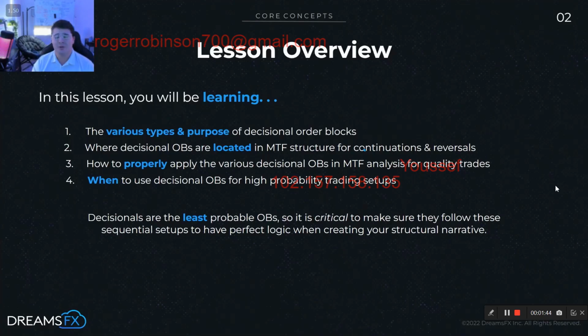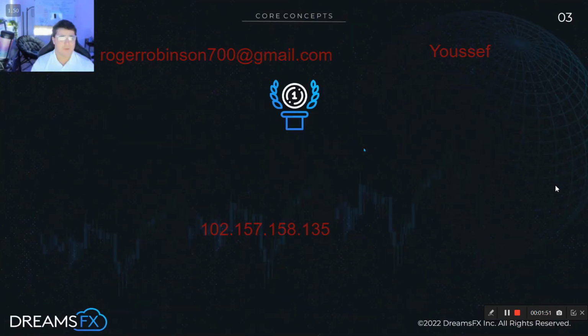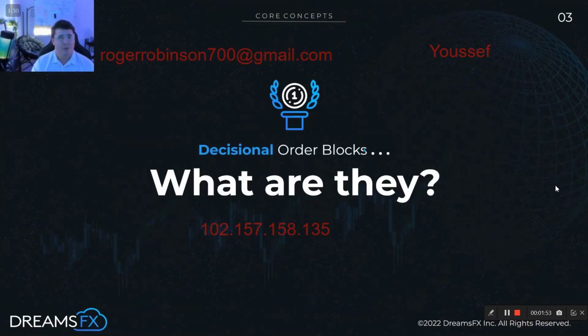So it is critical to make sure that they follow all of the sequential setups that I'm about to walk all of you through. All right, let's get right into it. All right, so decisional order blocks, what are they?